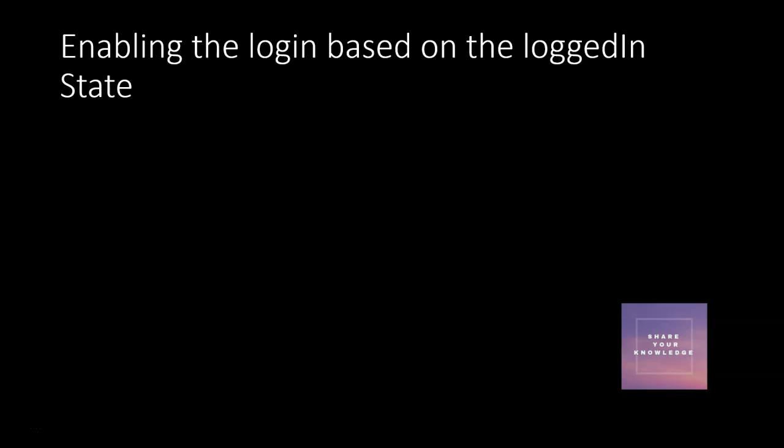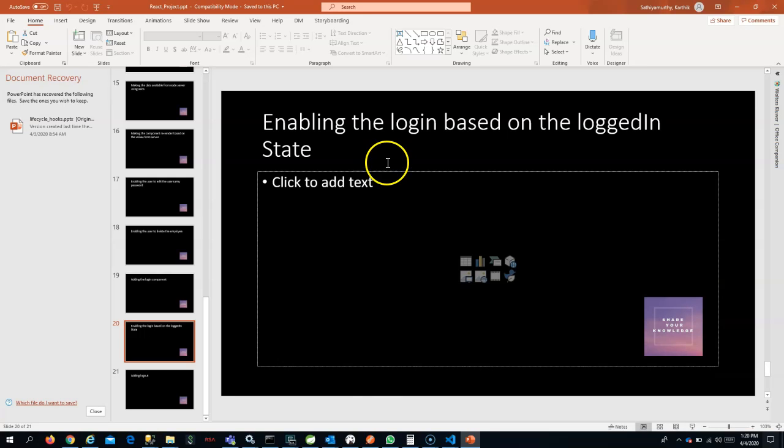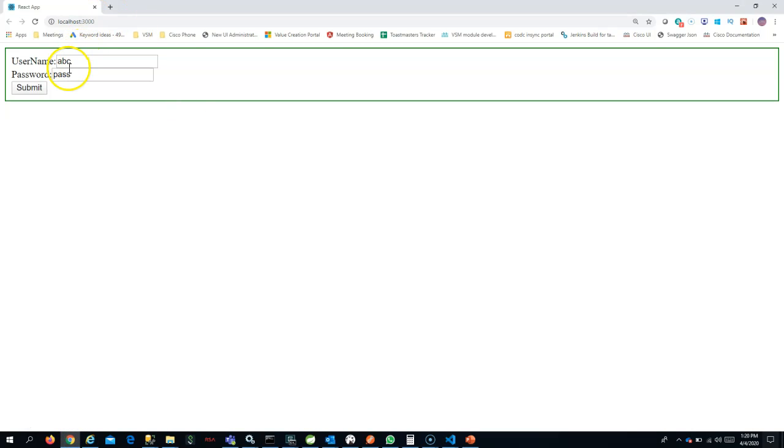We will try to add a login based on the login state. Right now, how is our application? We have just added a login page. That's it. That is what we completed in the previous step. We have added the login page. Now when the user enters ABC and pass as username and password, once he logs in, I want to change the state so that he is able to see the home page rather than the login page.